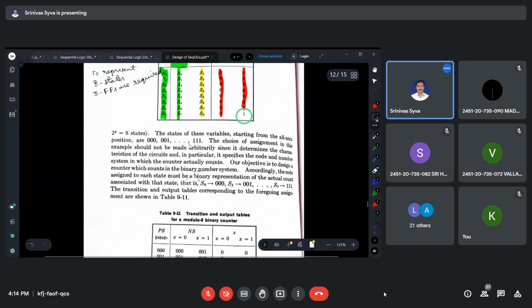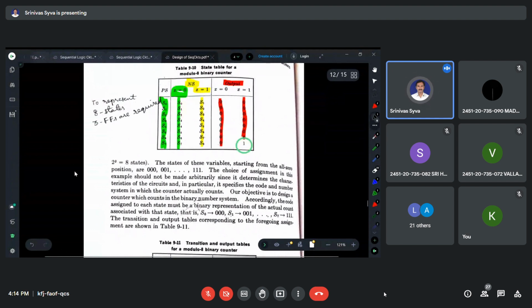So how do we give the state assignment for 8 states? S0 is 0 0 0, S1 is 0 0 1, like this, S2 is 0 1 0, S3 is 0 1 1. Like that, S7 is finally 1 1 1. This is called state assignment. So the state assignment should be given only in this manner.